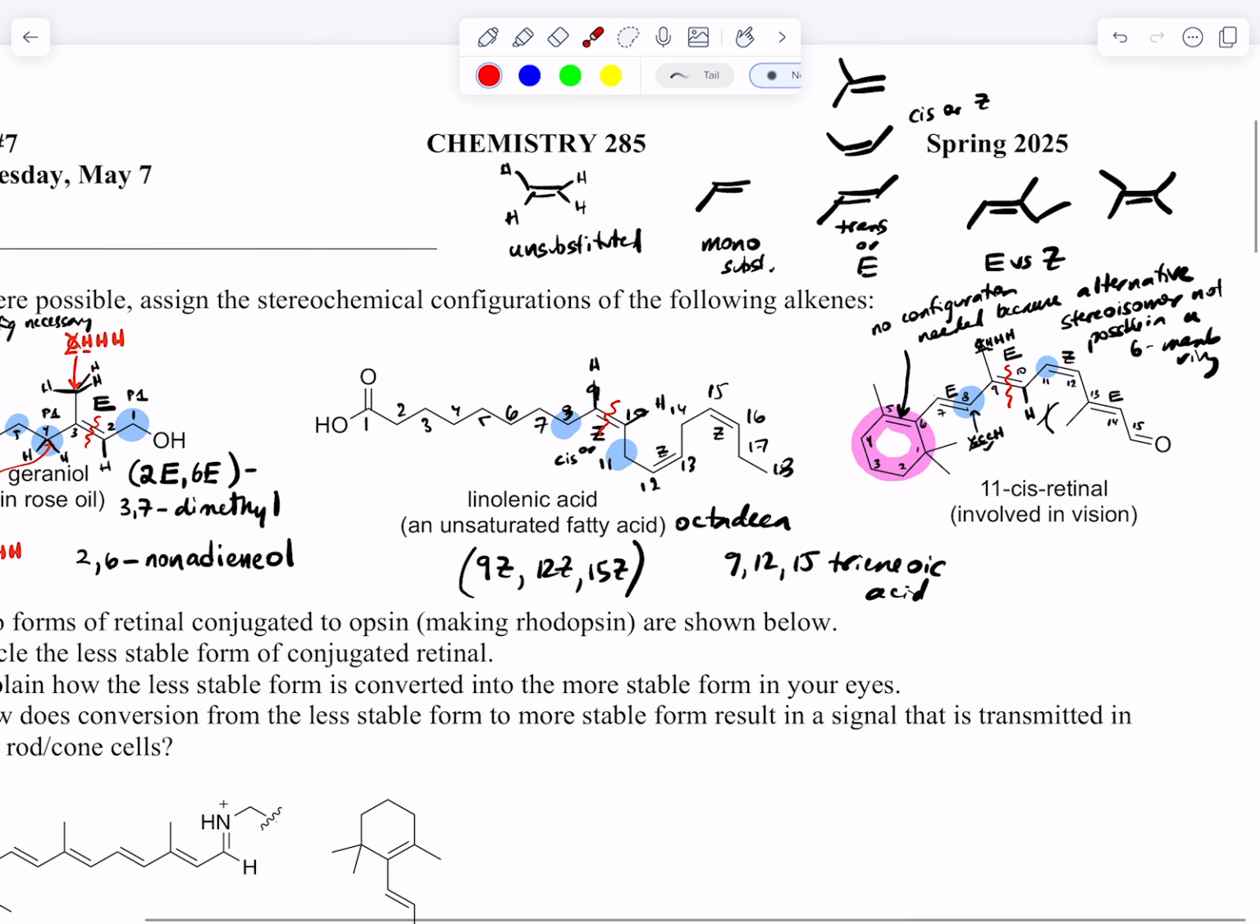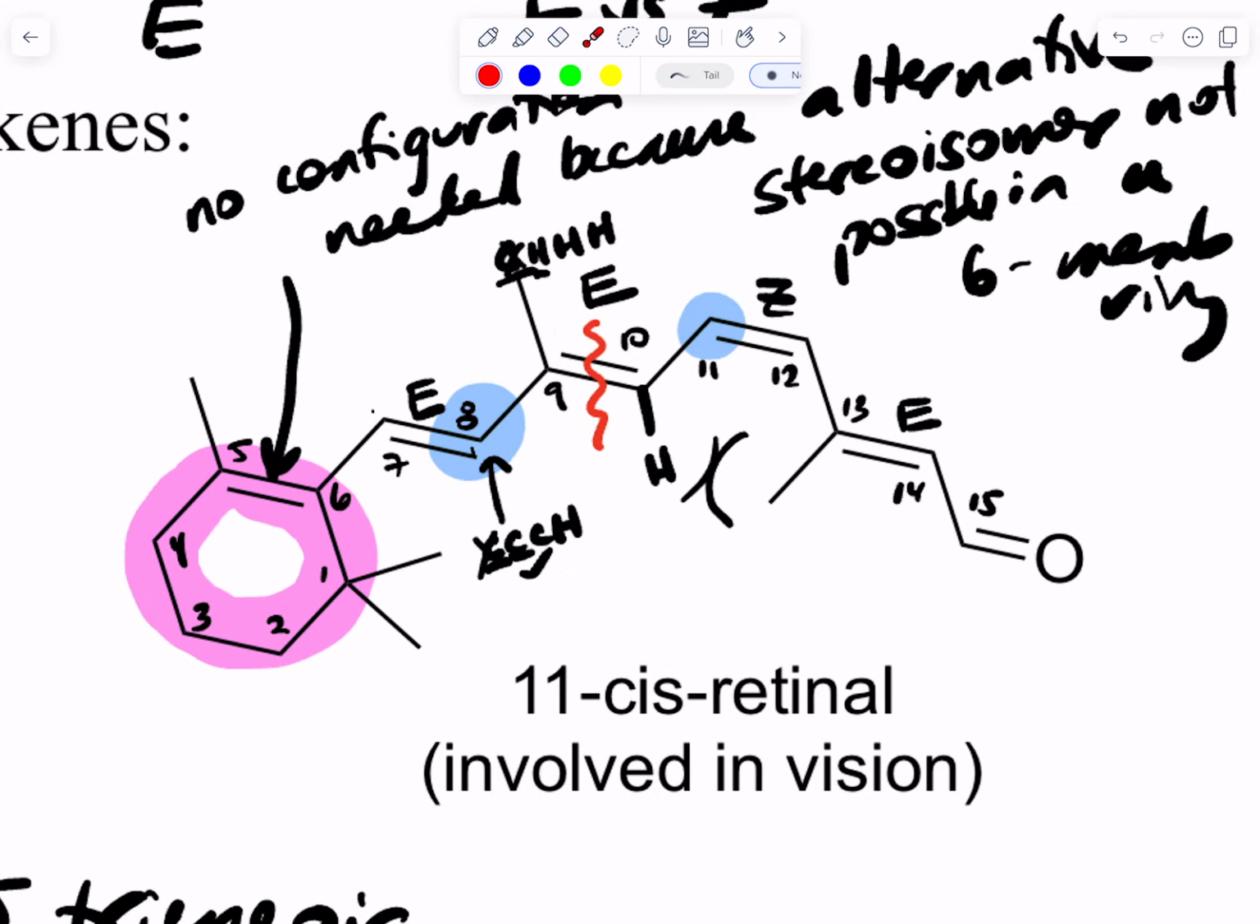So what does this have to do with vision? This molecule, 11-cis retinal, gets taken into your rod and cone cells, and it gets conjugated to, or bonded with, a protein called rhodopsin. And this is the chromophore in your eyes. It's the thing that absorbs light. So how it gets attached, you're going to learn that soon after the first exam.